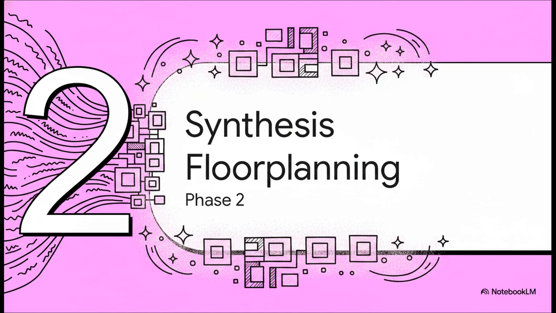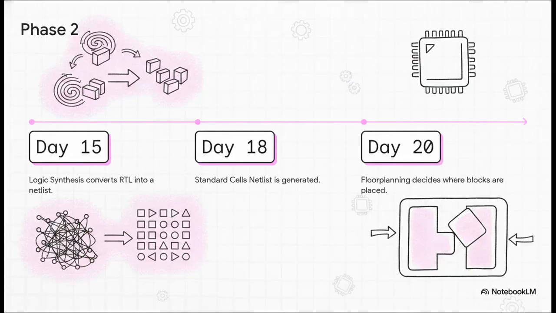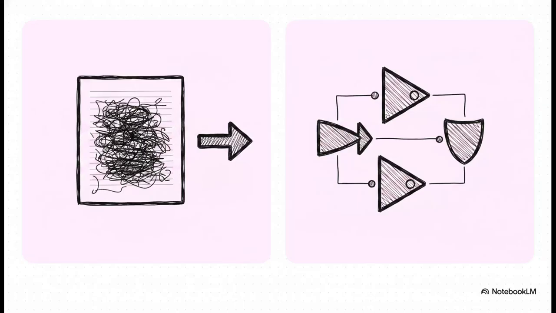Moving right along into Phase 2, synthesis and floor planning, where our abstract code really starts taking a physical shape. So chronologically, we're about 2 to 3 weeks into our project now. Logic synthesis usually hits around day 15 to generate our standard cells netlist, and then by day 20, we're moving right into floor planning.